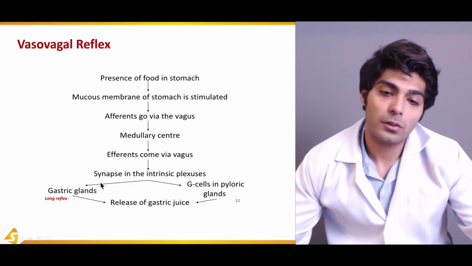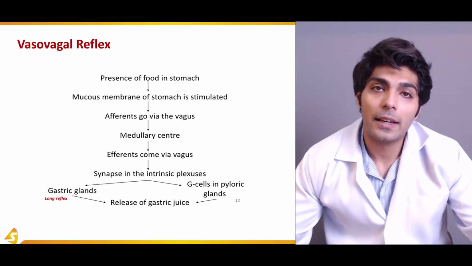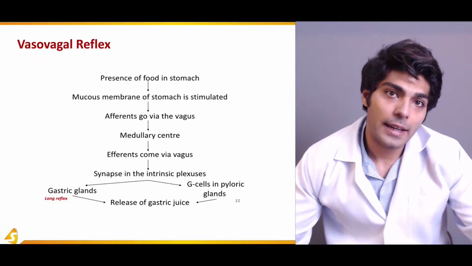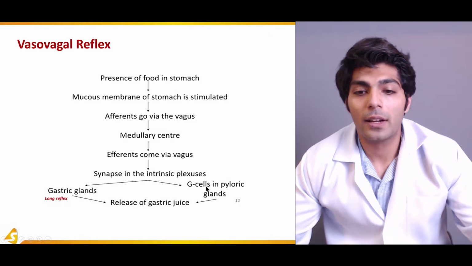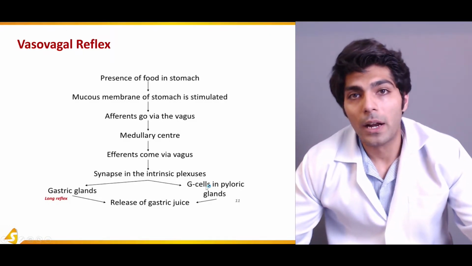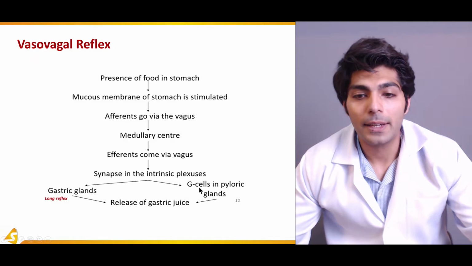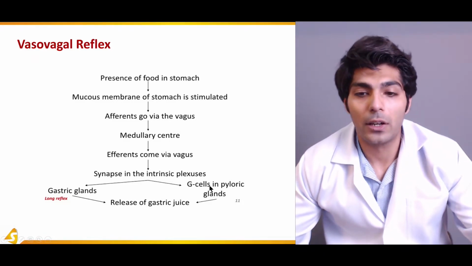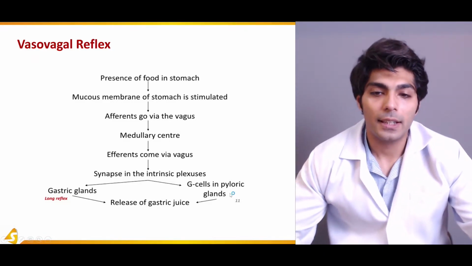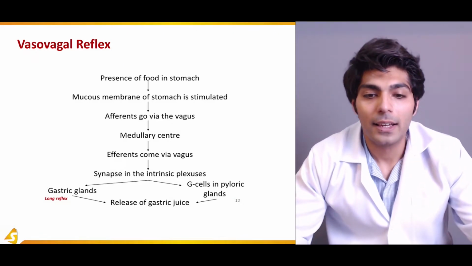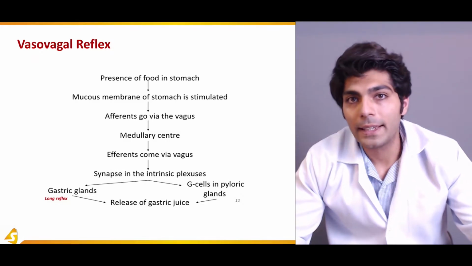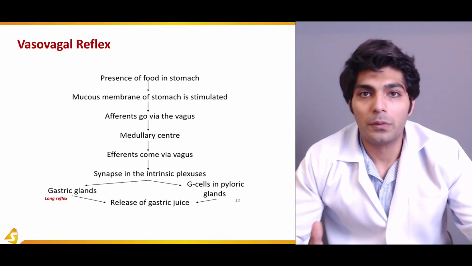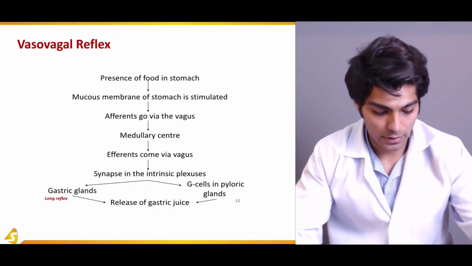The long reflexes form synapses with the gastric glands, and the other part of the intrinsic plexus activates the G cells in the pyloric glands. So G cells in the pyloric glands release gastrin, and there is a release of gastric juice, which is helpful in the digestion of the food in the stomach and the mixing process.